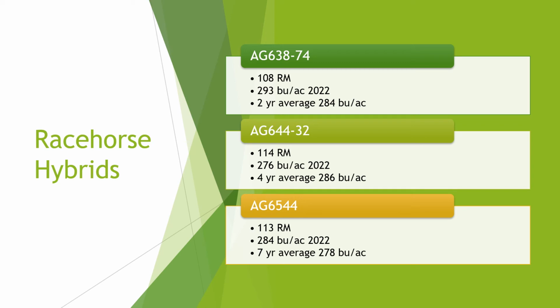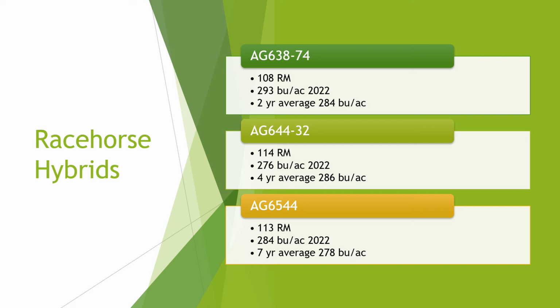And then there's 3 products that I would class as racehorse hybrids. You can kind of reach for the stars with these products. 638.74 is a 108-day product, 293 bushel this year with an average of 284 over the past 2 years. And then 644.32 is a 114-day, came in at 276 bushel, the 4-year average of 286. It came in a little bit under plot average this year.